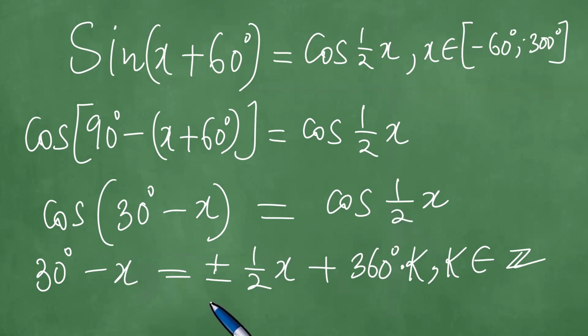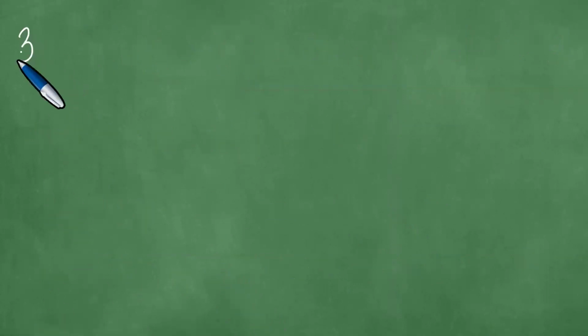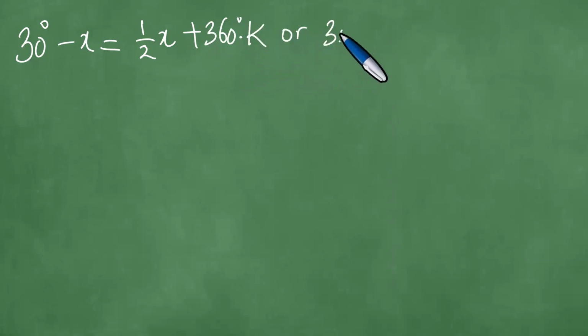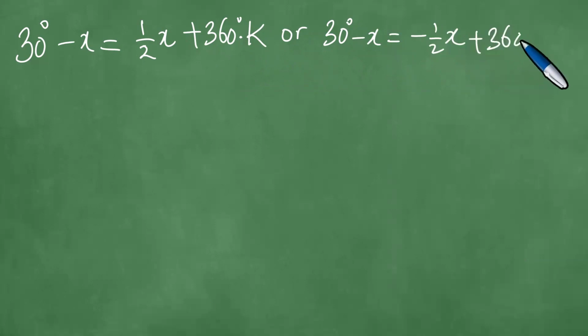Right. And this means what? It means two things. We're going to have the positive and also the negative cases. So we have 30 degrees minus x equals 1/2 x plus 360 degrees times k, or 30 degrees minus x is minus 1/2 x plus 360 degrees times k, k in the integers.